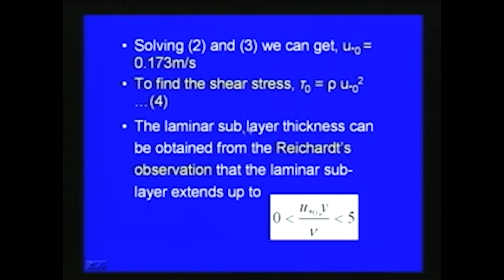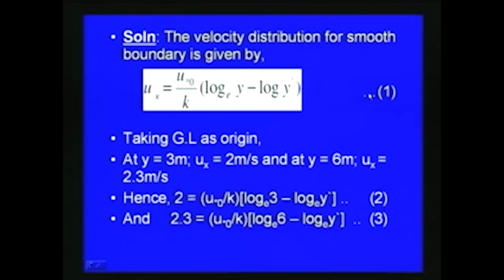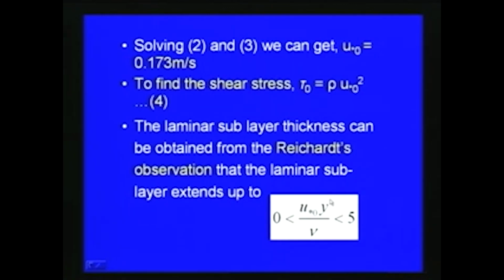For the laminar sublayer thickness, Richards has measured this for these kinds of problems. He found that generally U star O into y by nu is between 0 and 5, where y is the laminar sublayer thickness. Now we will see Richards' observation, and then we will also calculate the laminar sublayer thickness from our earlier equation, equation number 1, and then we will compare.